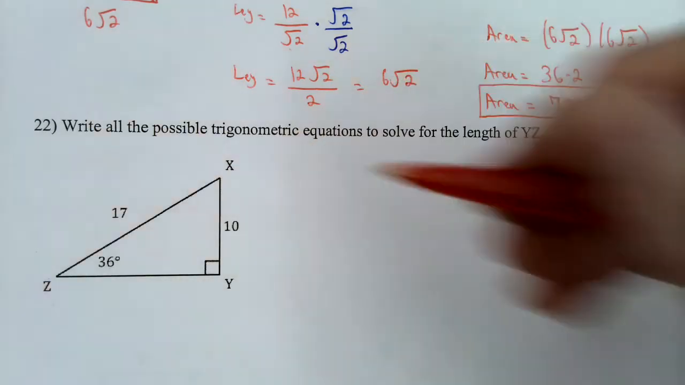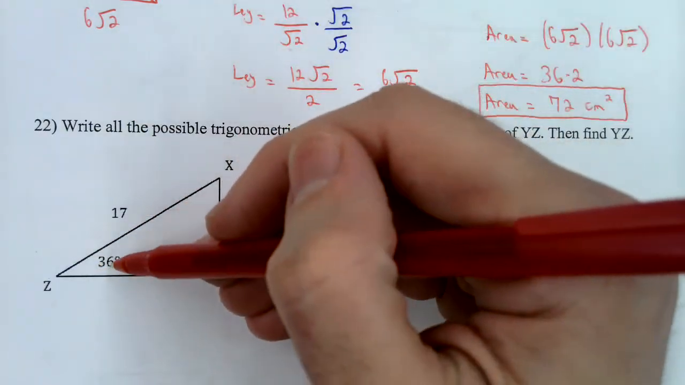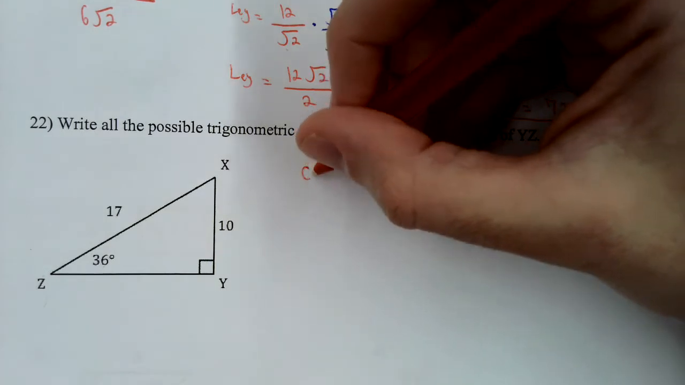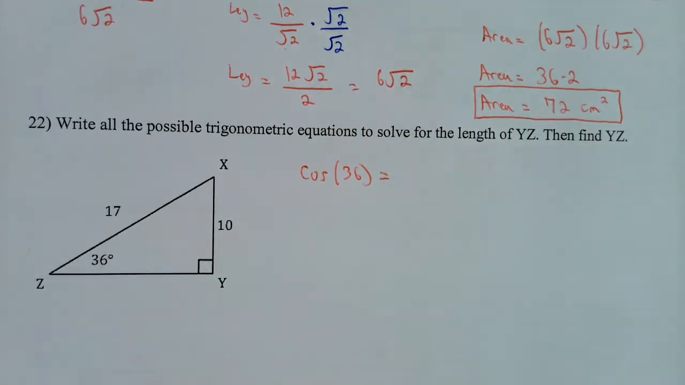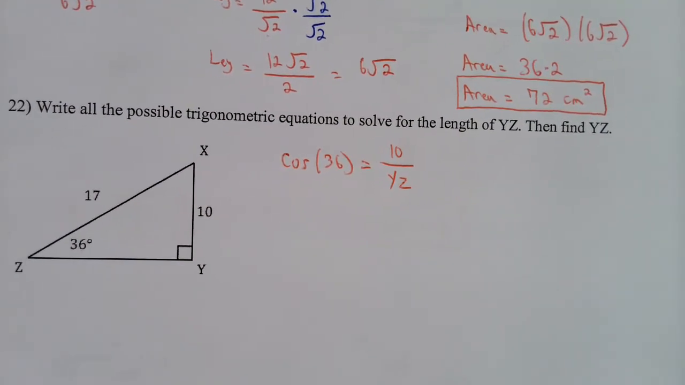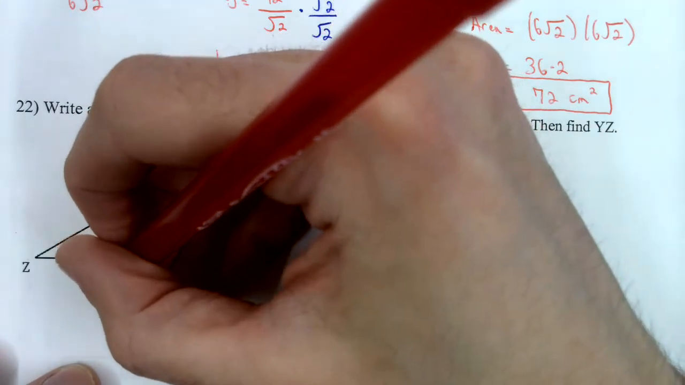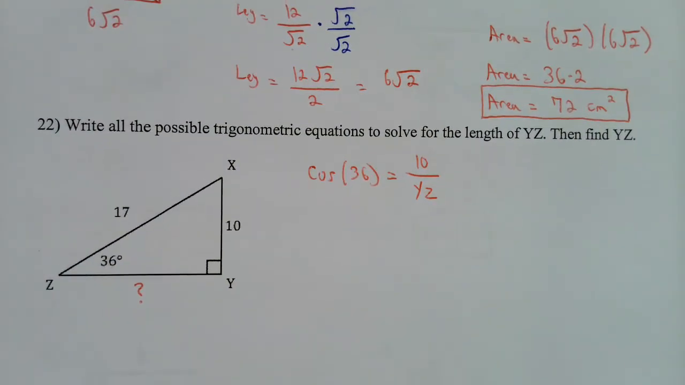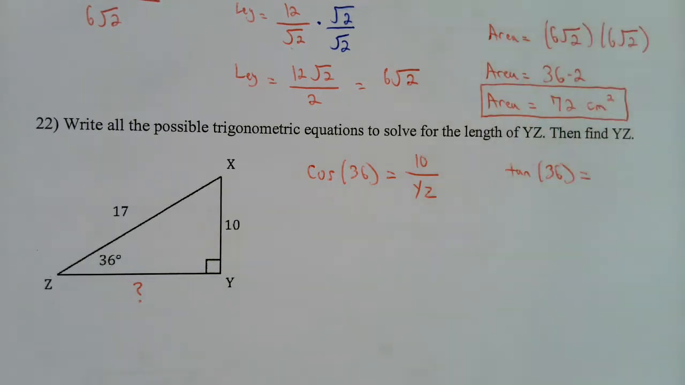But you also know what this angle is. We'll get to that in a minute, okay? So one way to solve for yz is to do cosine of 36 equals opposite 10 over adjacent to yz. Another way to solve for yz, so maybe this will help if I put a question mark right there, is to do tangent. We could say tangent 36 equals opposite.